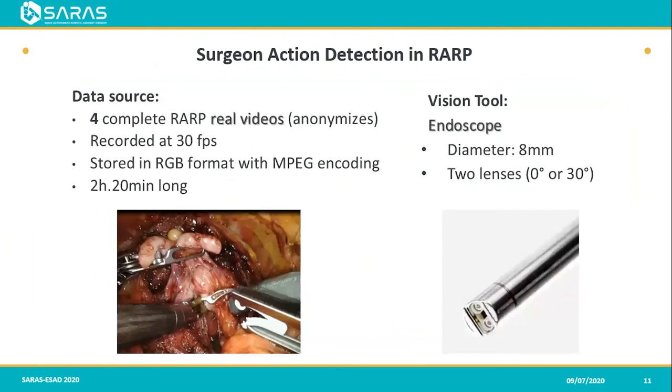To achieve this goal, we acquired four anonymized videos of the complete RARP procedure held at the San Raffaele Hospital. These videos have been recorded at 30 frames per second with the endoscope mounted on the first arm of the imaging system. The videos start with the insertion of surgical robotic and laparoscopic instruments in the patient's abdomen and stop at the end of surgery with removal of the endoscope.